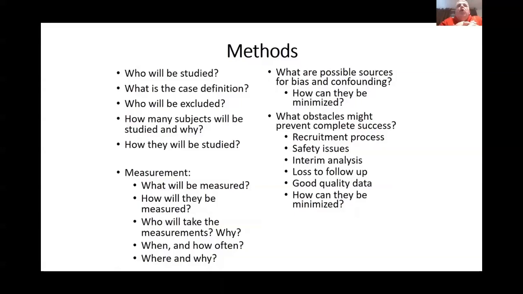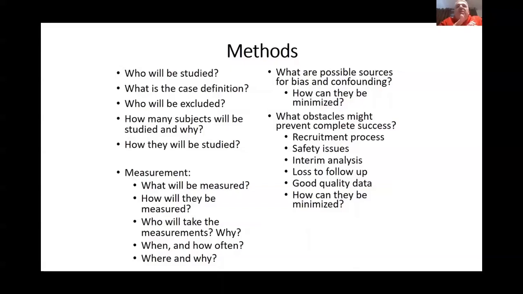So always in your methods, whenever you write your proposal, you have to well specify who will be studied, define your study population, your participants. You have to define your cases, what disease they should have, what treatment they are taking, who will be excluded, what are the inclusion-exclusion criteria. Very important to specify your sample size. Sample size is very important to be well calculated and justified from the beginning.